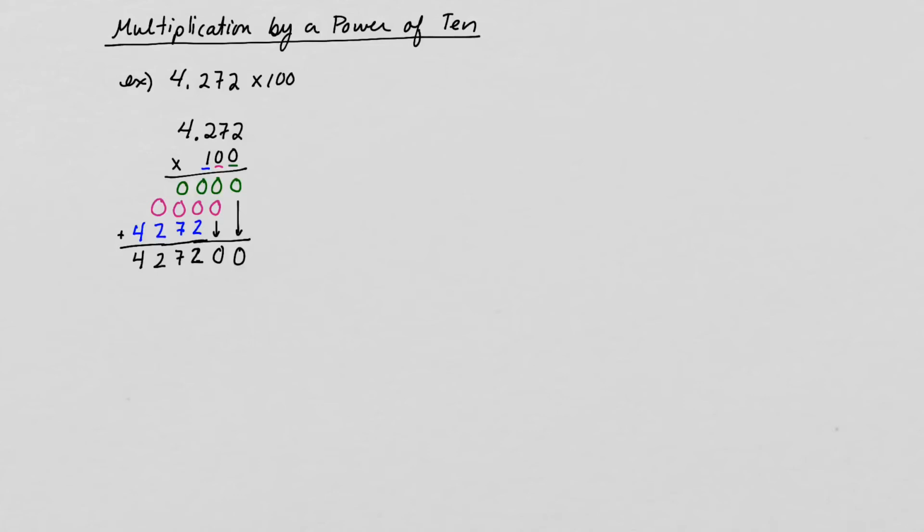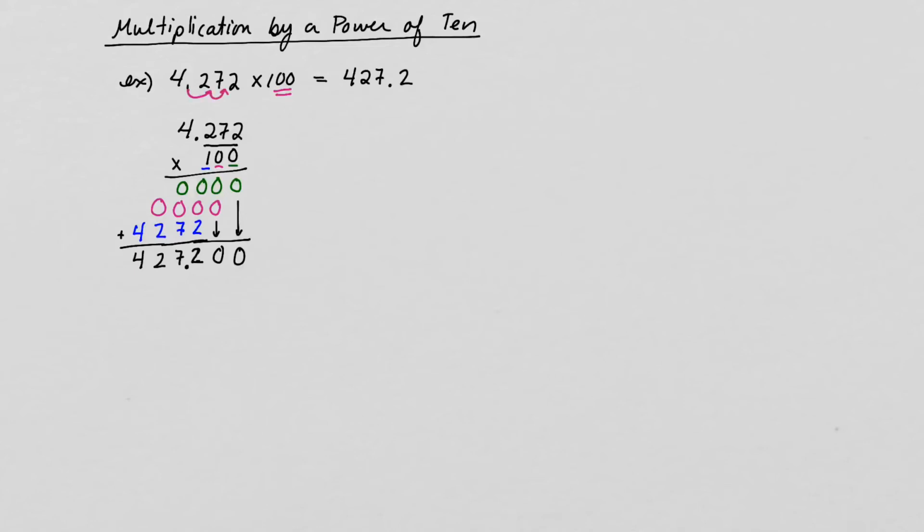And then if you look here, there was a grand total between these two numbers of these 3 decimal places. So my decimal point is going to start all the way over here. It's going to move over 1, 2, 3 places. So it's going to end up right here. So it's going to be 427.2. So the answer to this is 427.2.